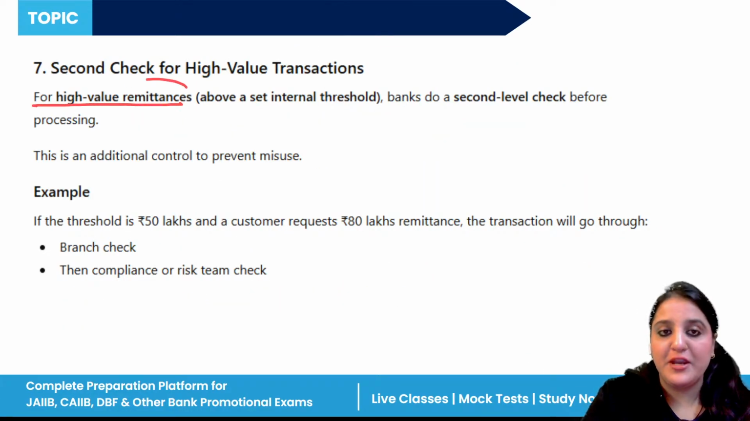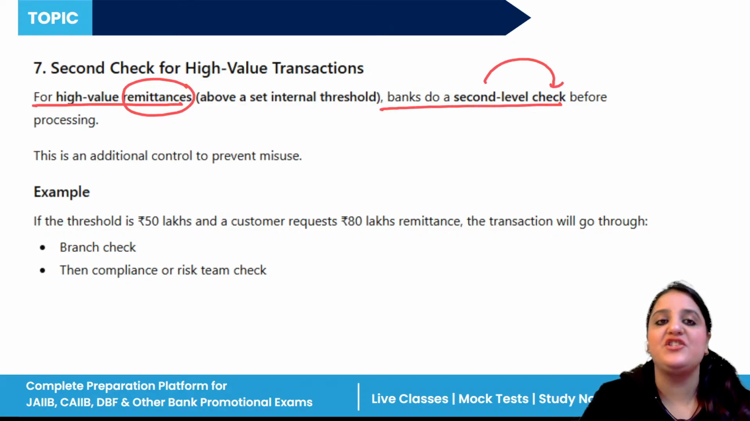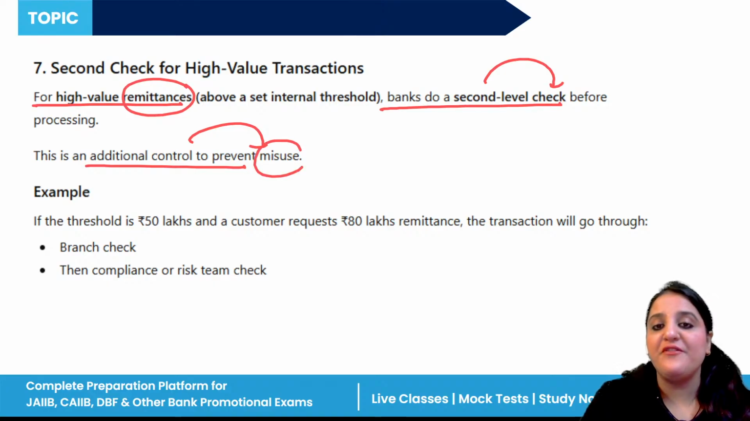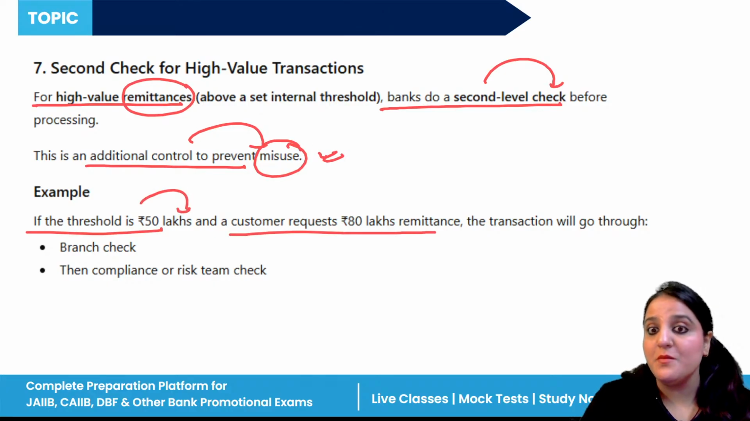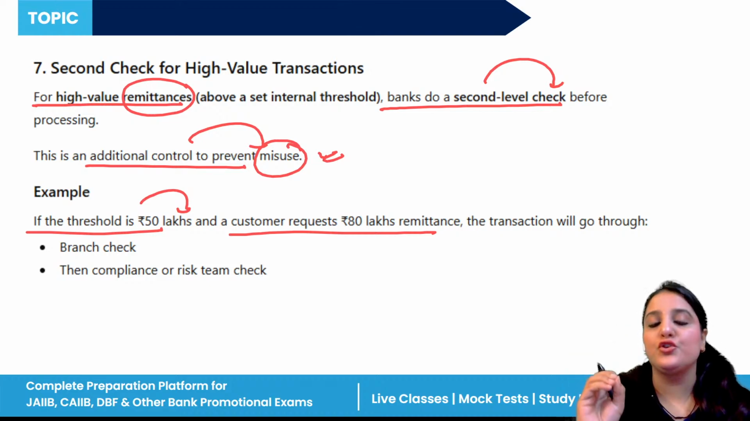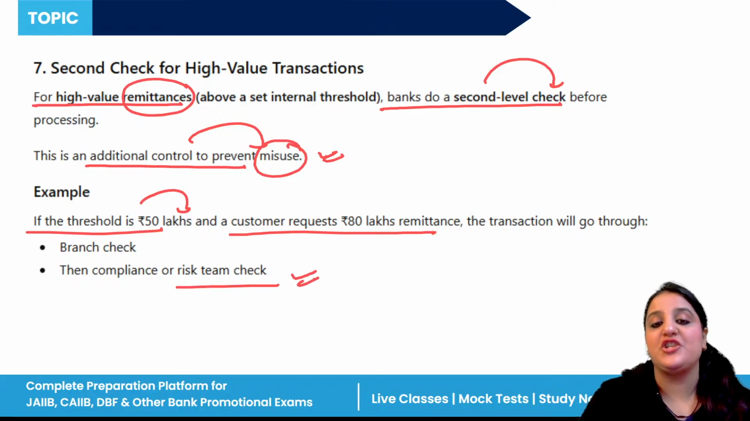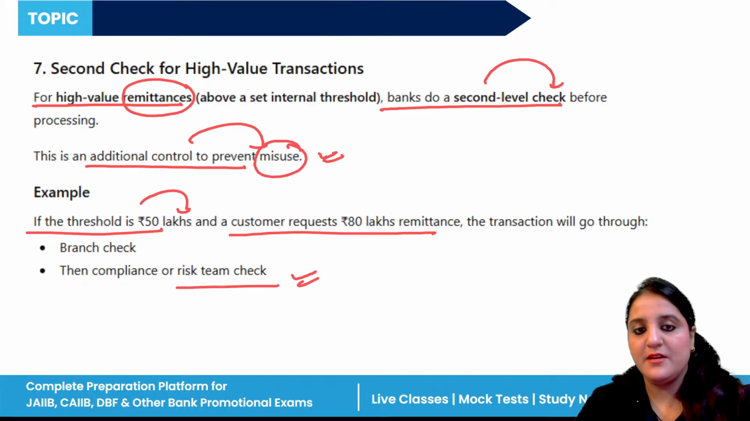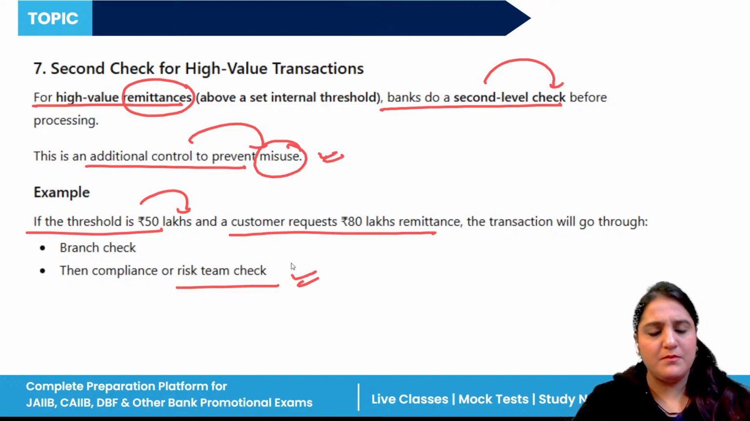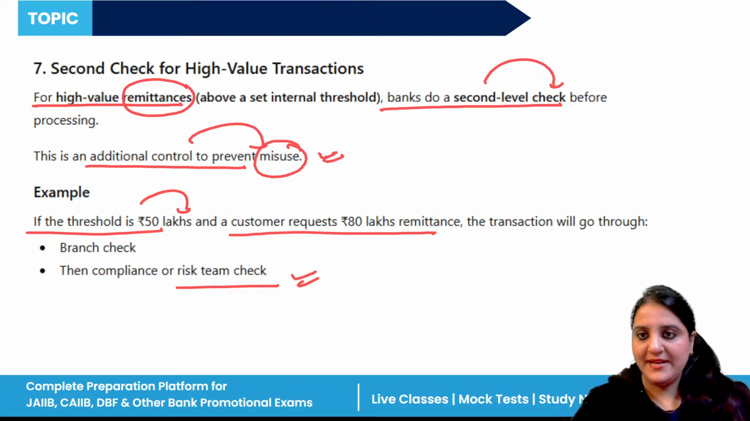For high value remittances, banks also do a second level check. This is an additional control just to prevent misuse. If the threshold is 50 lakh and the customer requests an 80 lakh remittance, the transaction will go through a branch check, then a compliance or risk team check, right? So the bank will ask what the actual source is, right?